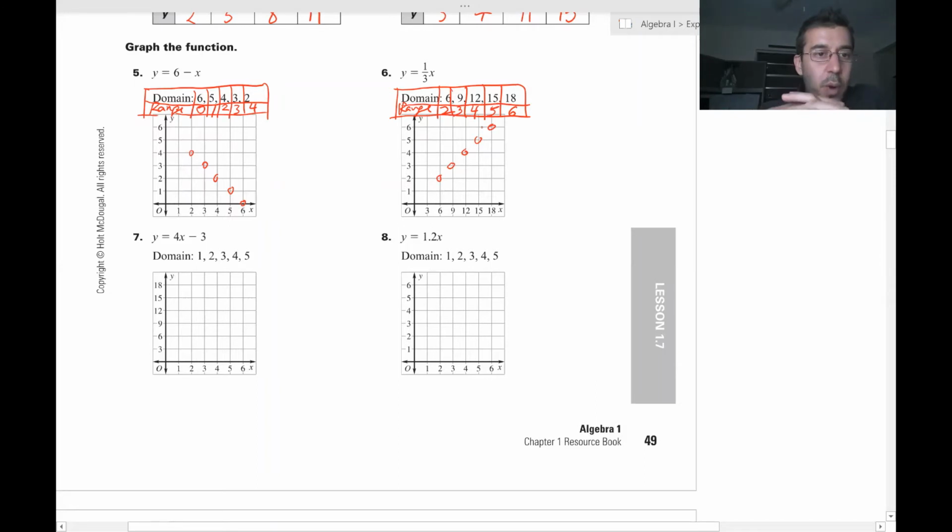Okay, number 7, y equals 4x minus 3. I have the domain. Let's calculate the range values. When x is 1, we have 4 times 1 is 4 minus 3 is 1. When x is 2, 4 times 2 is 8 minus 3 is 5. When x is 3, we have 4 times 3 is 12 minus 3 is 9. When x is 4, 4 times 4 is 16 minus 3 is 13. When x is 5, we have 4 times 5 is 20 minus 3 is 17.